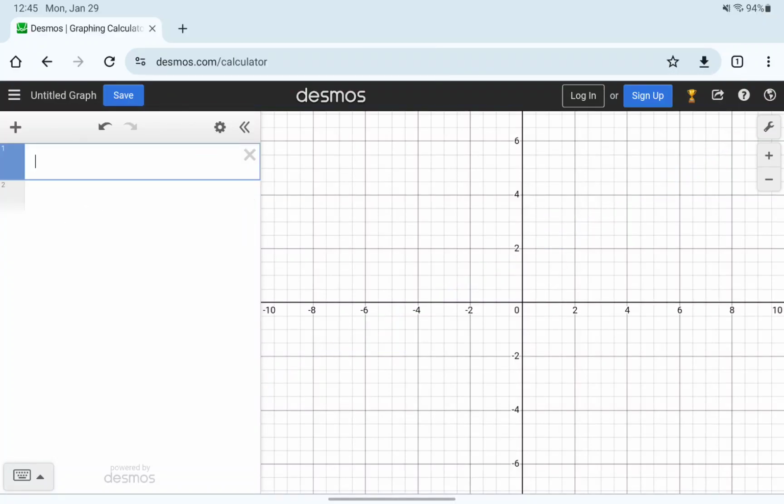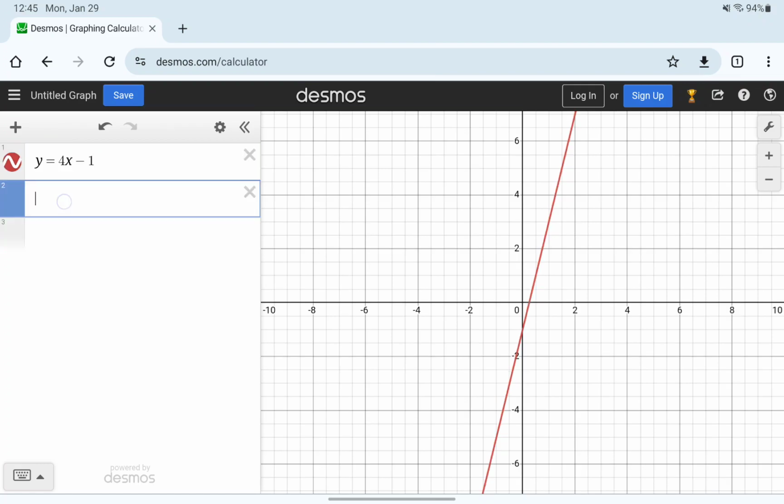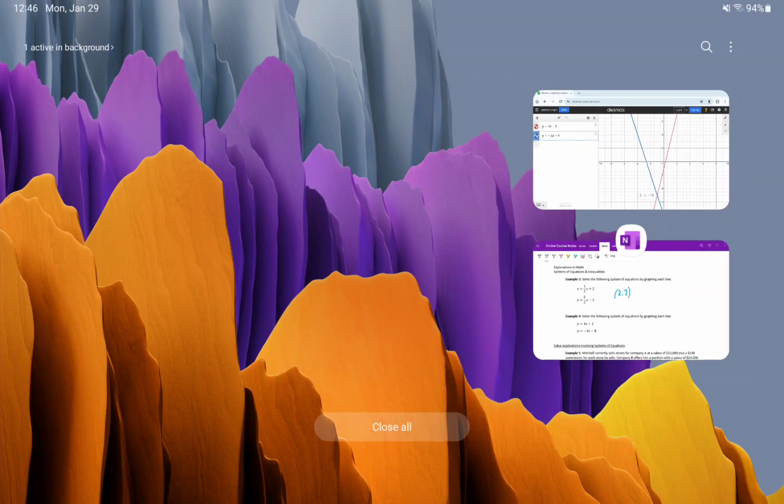Similarly, we can find the solution to the system in example 4 by graphing y equals 4x minus 1 and y equals -3x minus 8. So we see that little gray dot and we find that point of intersection at -1, -5.